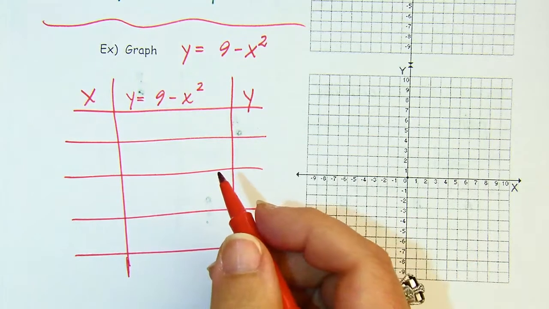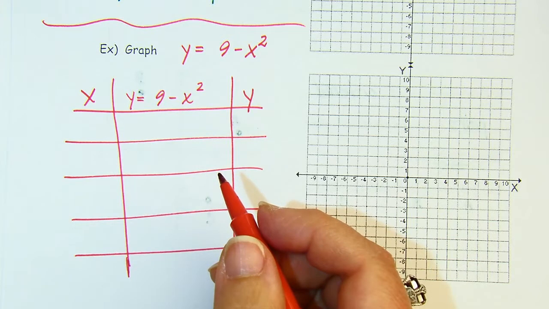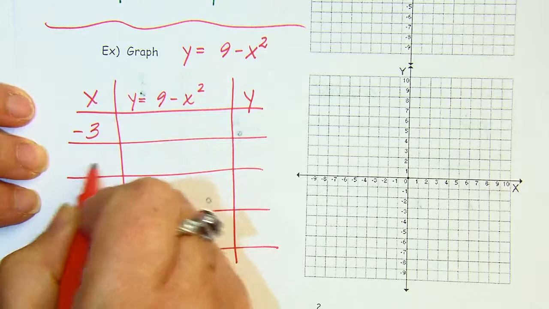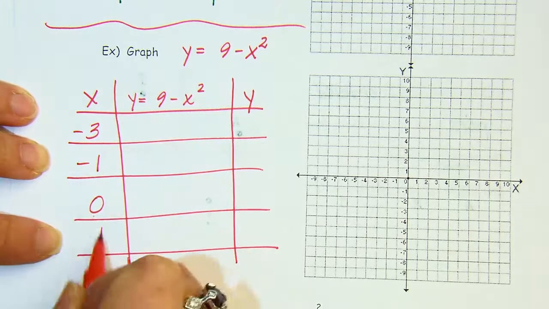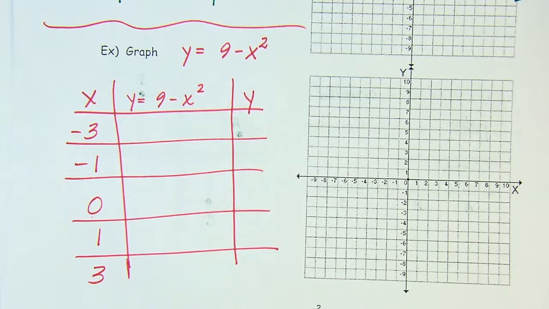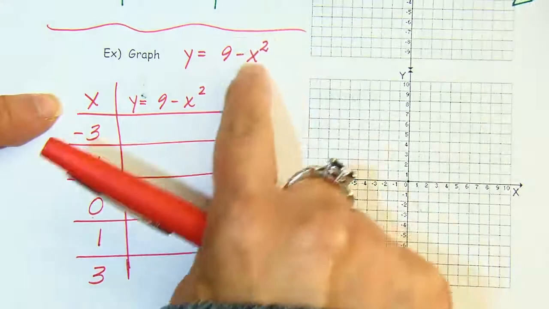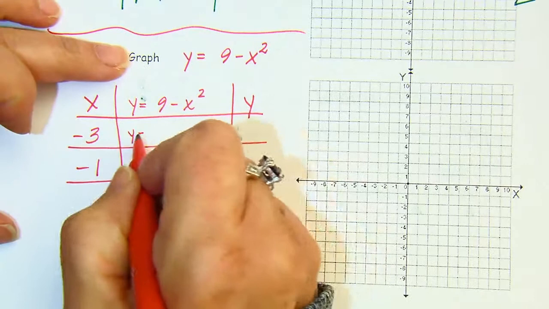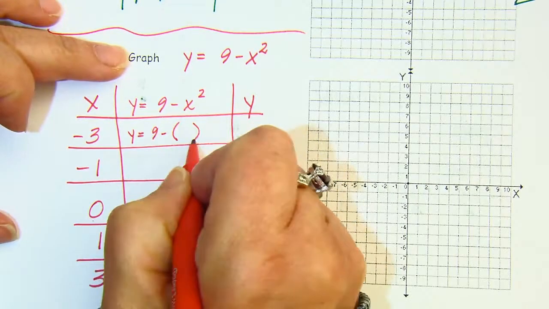I'm going to choose the x values. Let's do negative 3. Let's do negative 1 and 0, positive 1 and 3. Because remember with parabolas, and this is quadratic, x to the power of 2 is quadratic. Remember with parabolas, you do have symmetry. Okay, so I'm going to pick those values. All right, so this is y equals 9 subtract x squared.